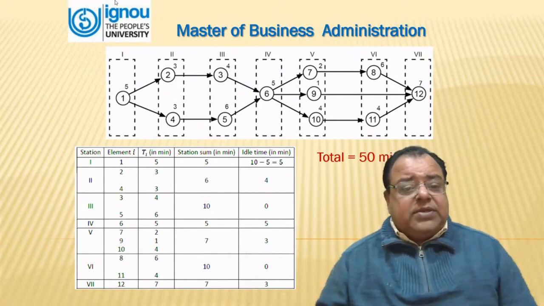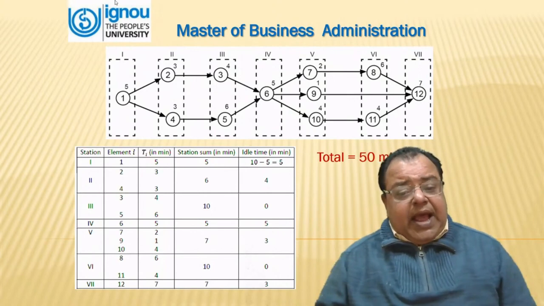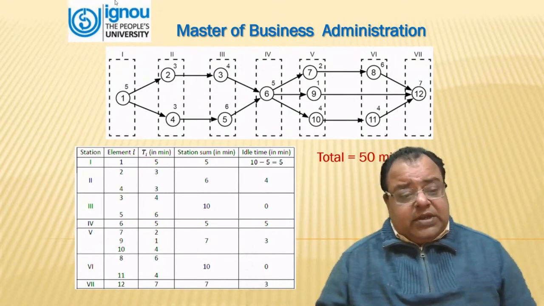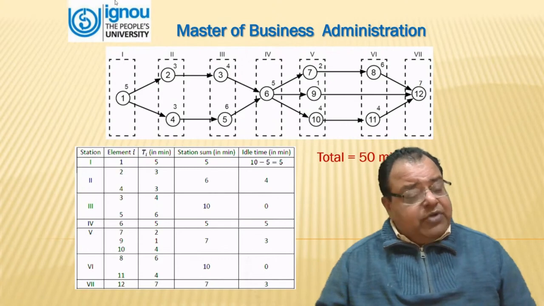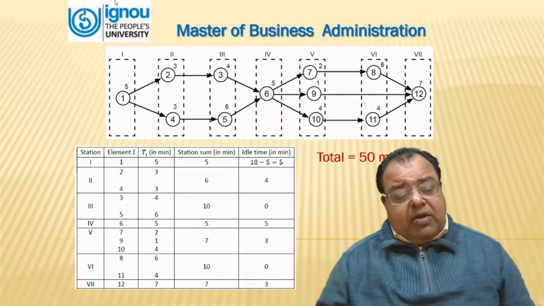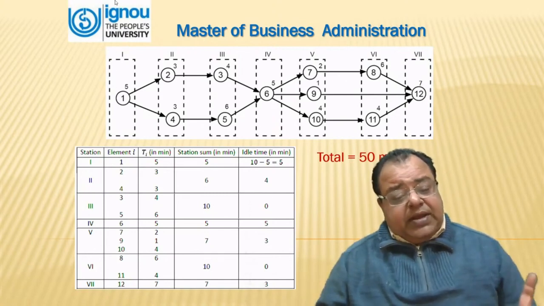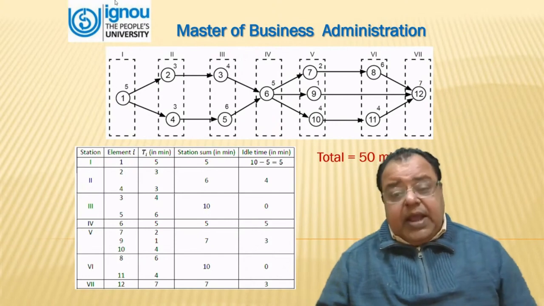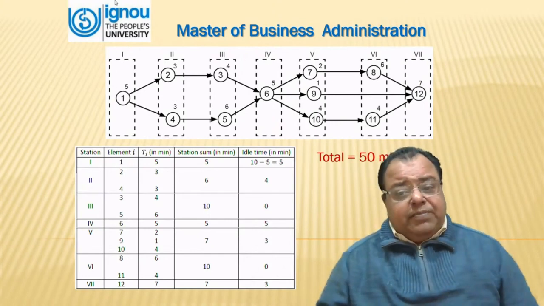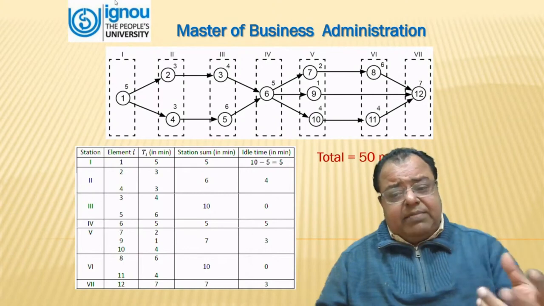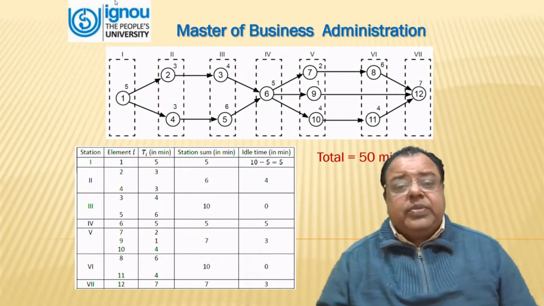After calculating all these, we find that the idle time for station 1 is 5, station 2 is 4, station 3 is 0, station 4 and station 5 it is 3, station 6 is 0, and station 7 it is 3. The total time of the assembly procedure comes out to be 50 minutes.